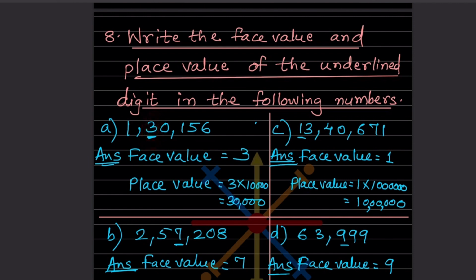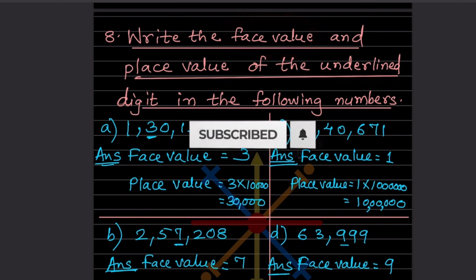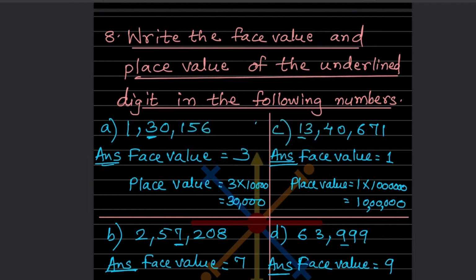First we'll go for the face value, because they have asked for the face value. Face value means you have to see the digit itself. Digit itself means the number itself. So here we have 3. The number is 3. So we'll just write 3. But for the place value, how are you going to do it? You are going to see this value. The place value means here ones, tens, hundreds, thousands and 10,000. So here this 3 is in the 10,000's place. So what are you going to do? You are going to multiply this by 10,000. So it comes out to be 30,000.